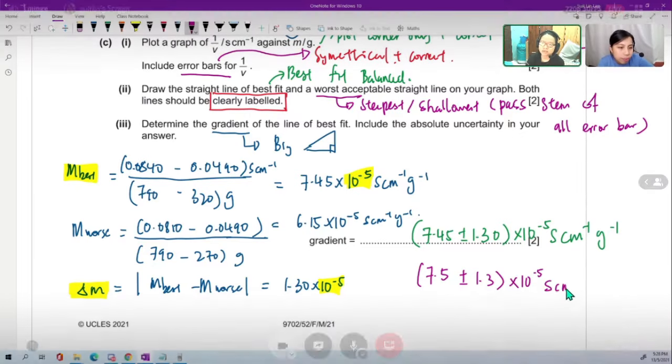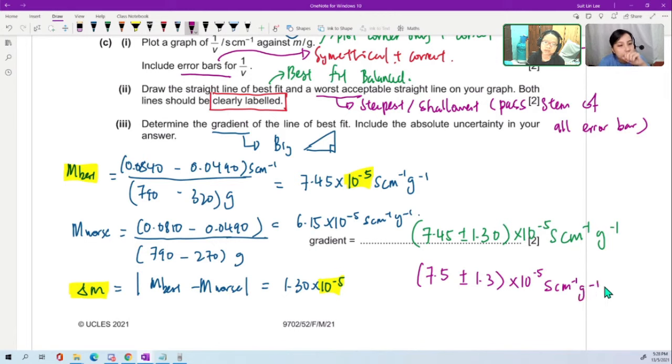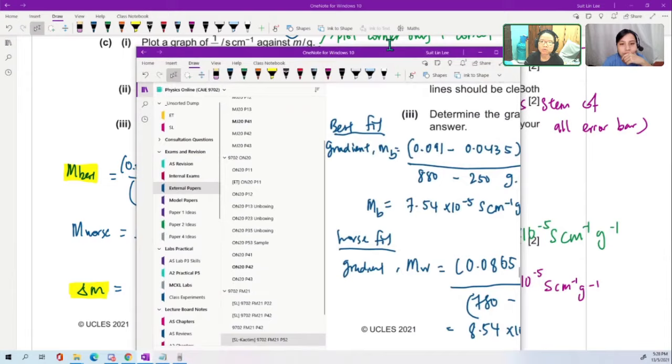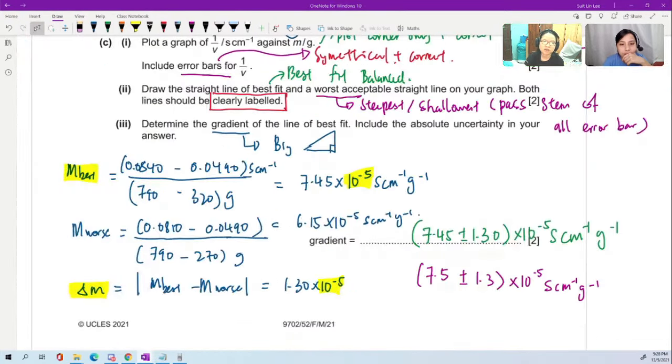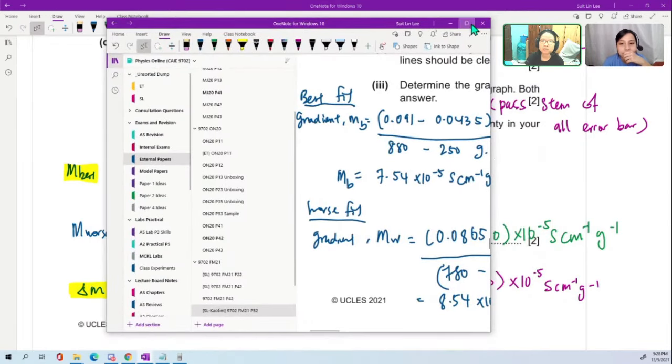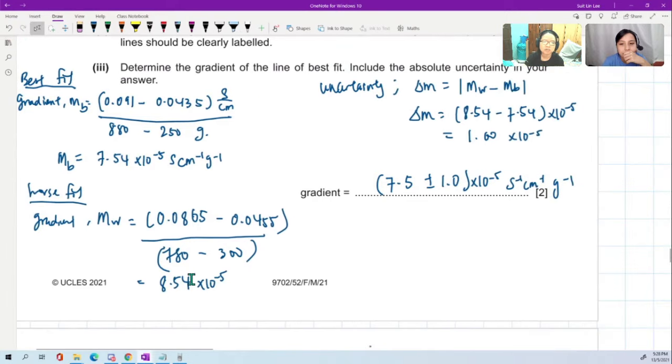If you're watching this and the FM21 mark scheme has not been published, so you don't know whether your best fit line is correct or not, your gradient should be around this number, 7.5 times 10 to the power negative 5. In the alternate working that I did, my gradient rounded to 2 SF is also 7.5. Mine is 7.54, and this person's is 7.45. Close enough. But because I used the steepest possible line, my gradient of worst fit is bigger and my absolute uncertainty is smaller.